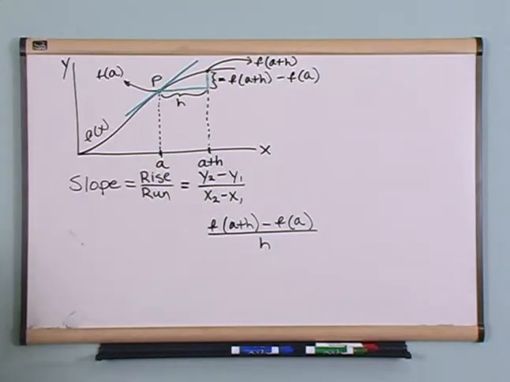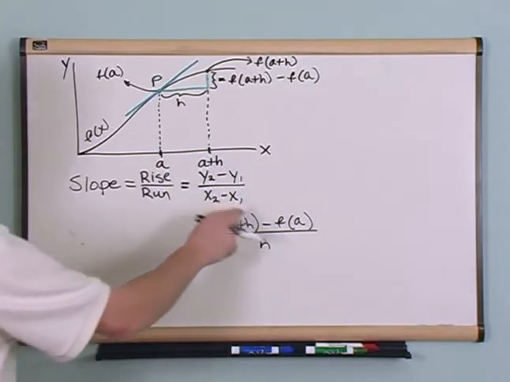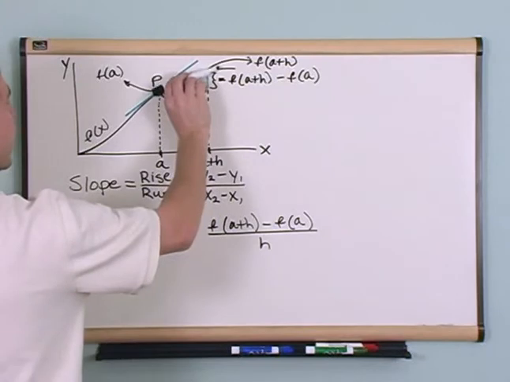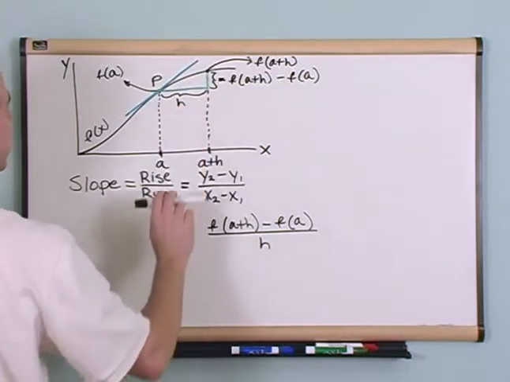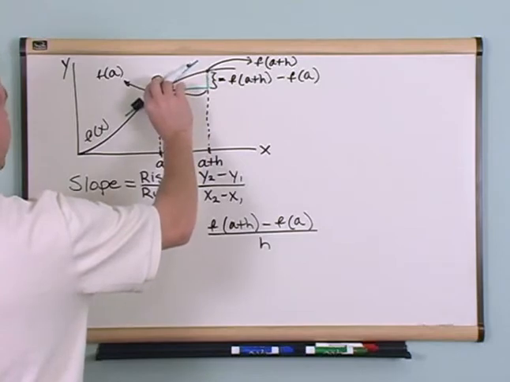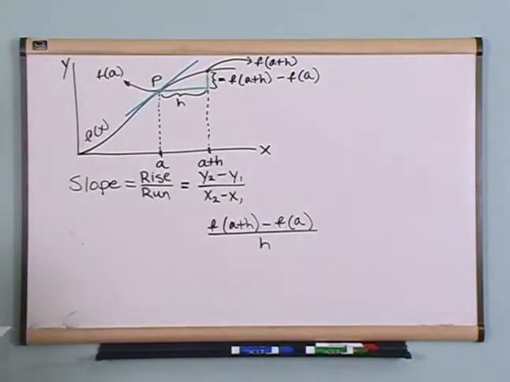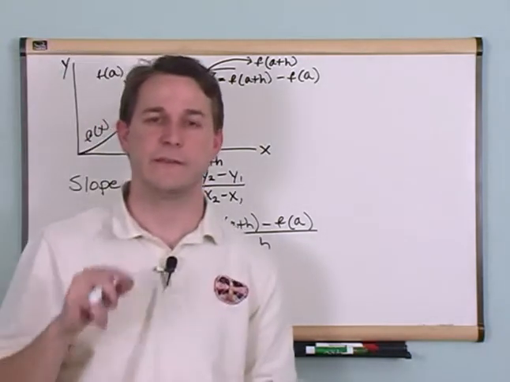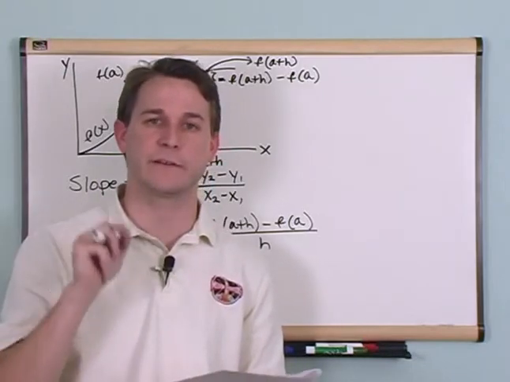Okay? But we're not done, because what we've calculated here is the slope of a line going through these 2 points, right? The slope of the line going through these 2 points. But that's not what we want. We want the slope tangent here. Now here, my friends, is the trick that makes calculus possible.